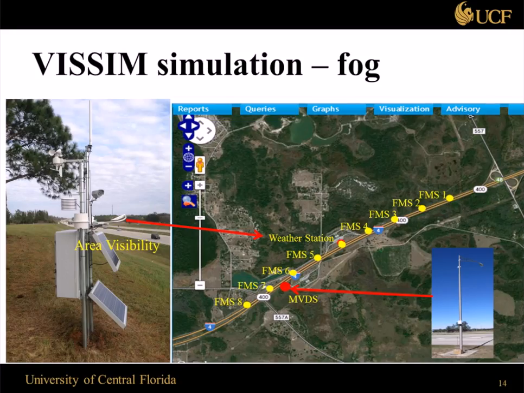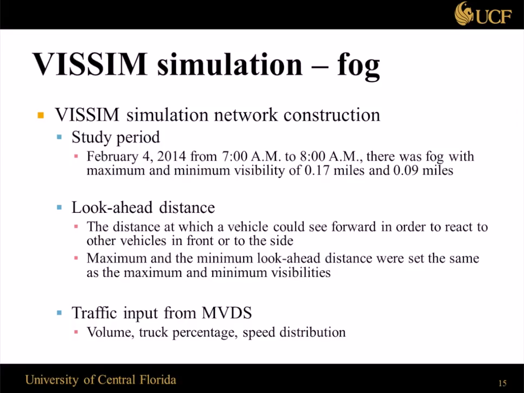For the simulation, in order to build the VISSIM simulation network, 2 data sets are collected. The first one is the traffic data. It is from the MVDS detection. This detector provides the traffic speed for each vehicle, and the visibility is provided by the weather station in the area.